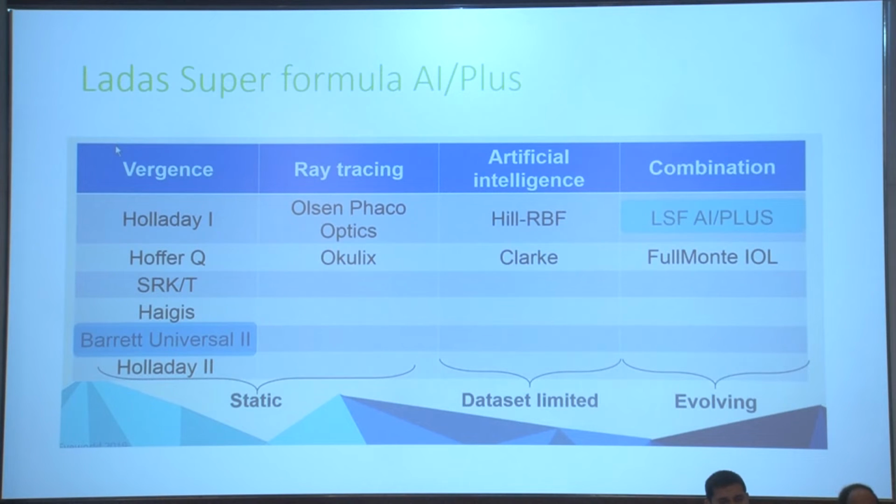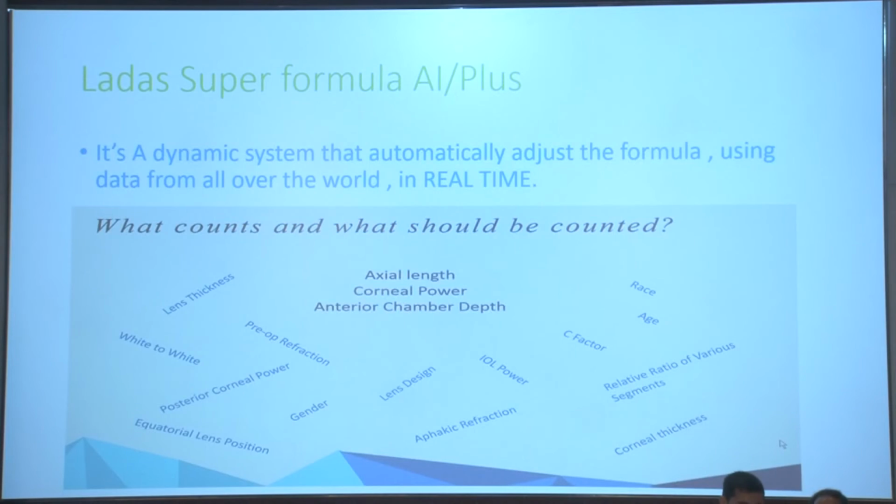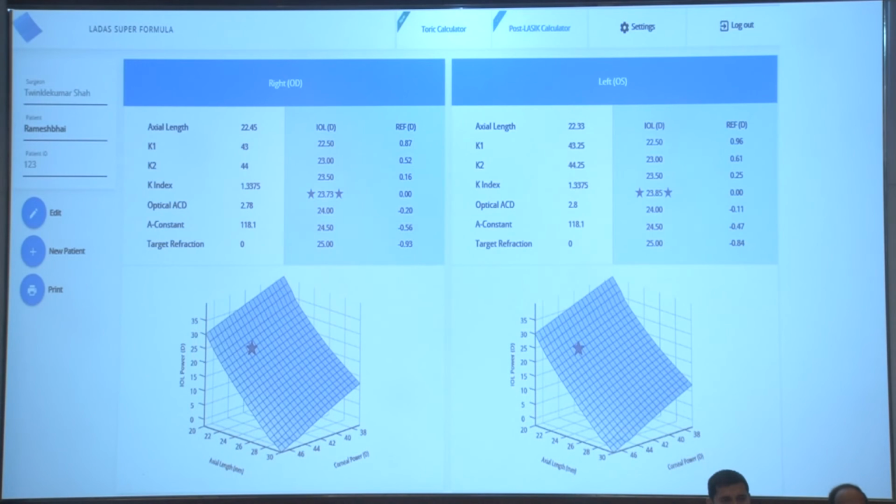But the LSF, the LADAS Super Formula, is an evolving formula. Whatever the present level is, it is updated online every time. So it is a real-time formula. Whatever data the world is presently generating, it is already updating by itself. So it is an artificial intelligence which updates on its own. It's a real-time one, and it gives a graphical presentation in the LADAS Super Formula.